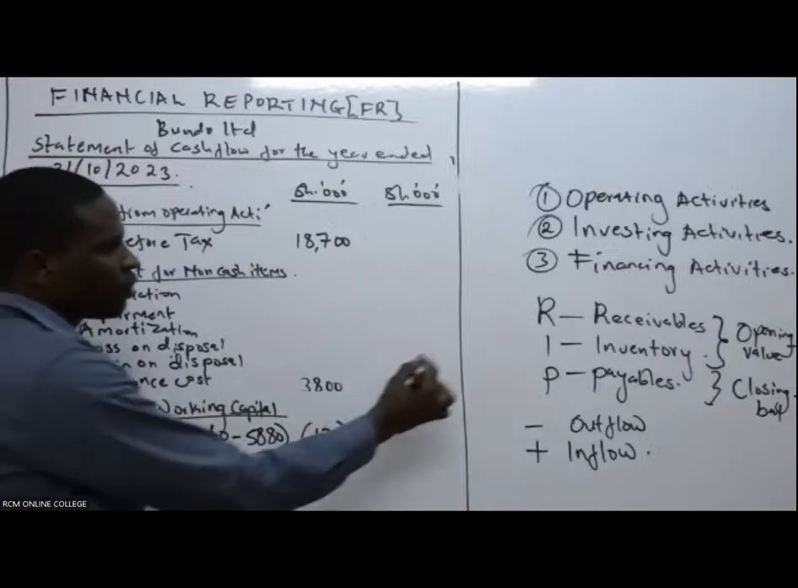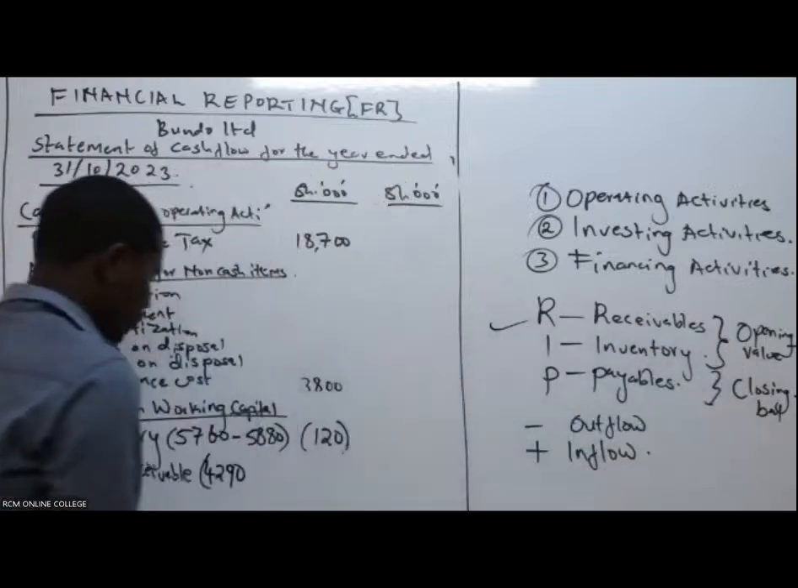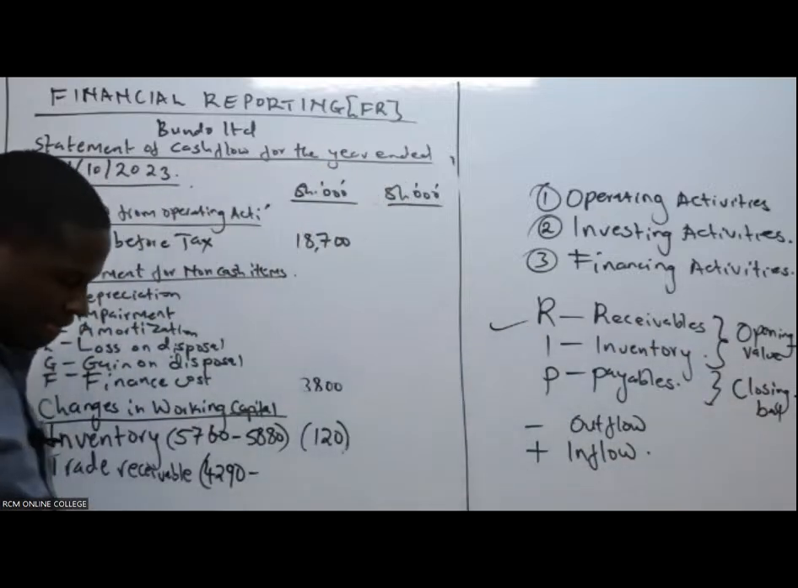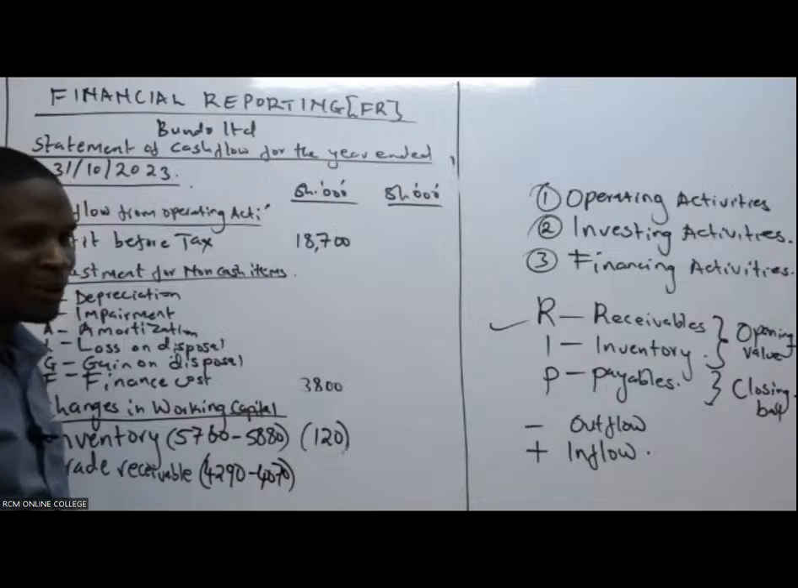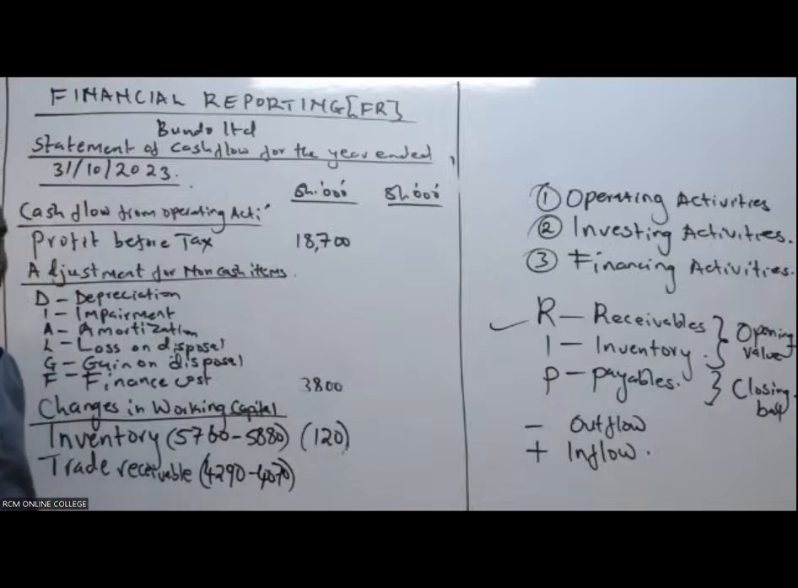Kwa sababu that falls under what? Opening minus closing. Minus 4070. Nipatie hiyo. Give me that difference. You can see here it's like we had an inflow. Some people who owed us paid us. So our cash increased. Very important.